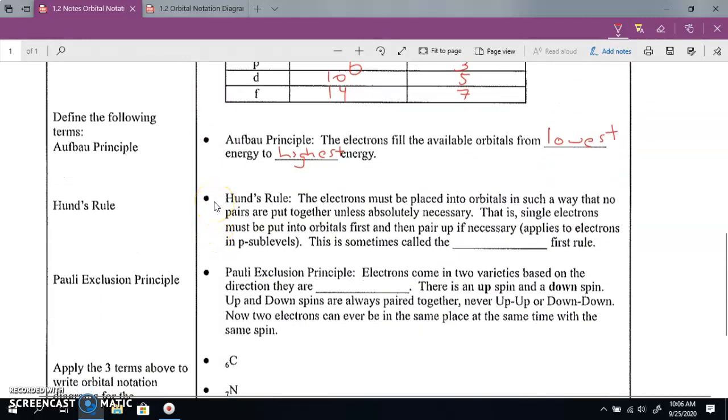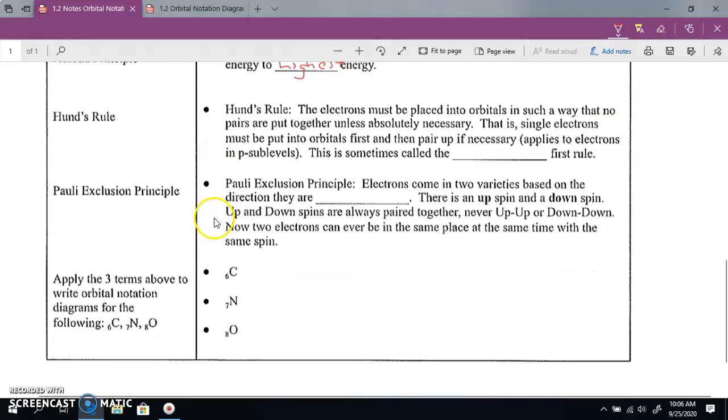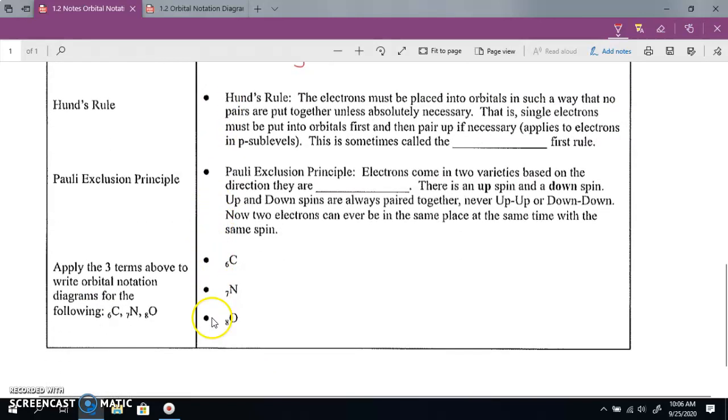Okay, I'm going to hit pause and make another video to represent Hund's rule and Pauli exclusion principle, and then do these 3 examples down below.